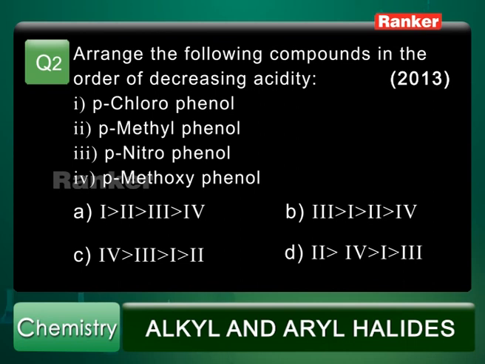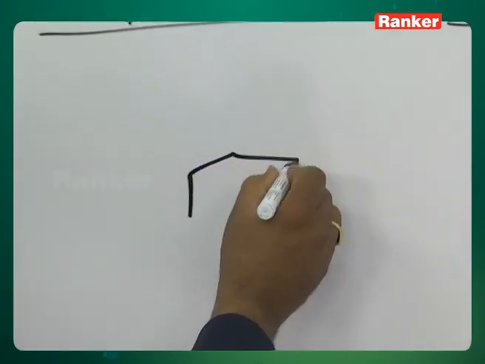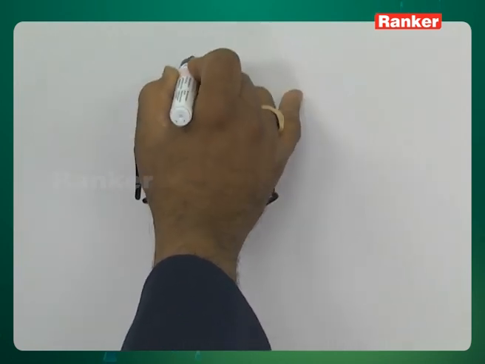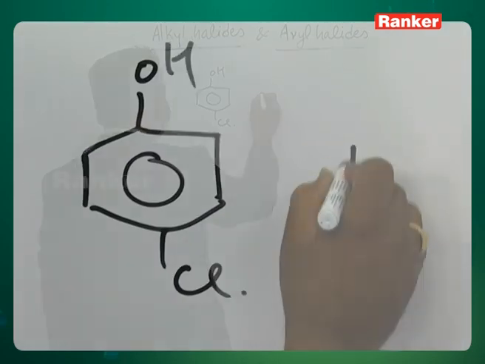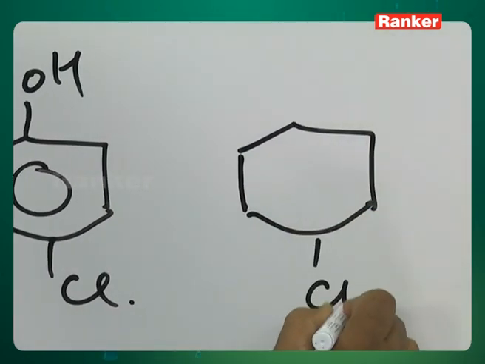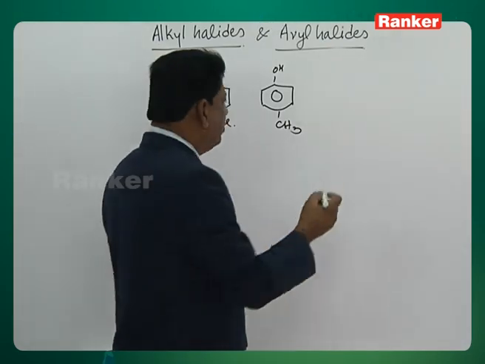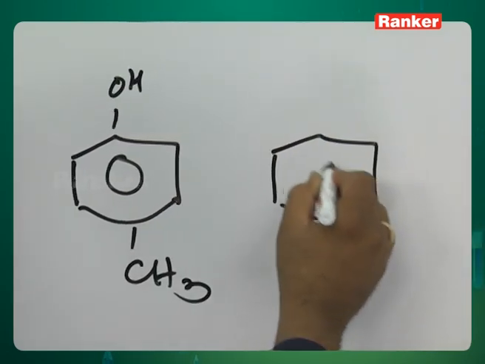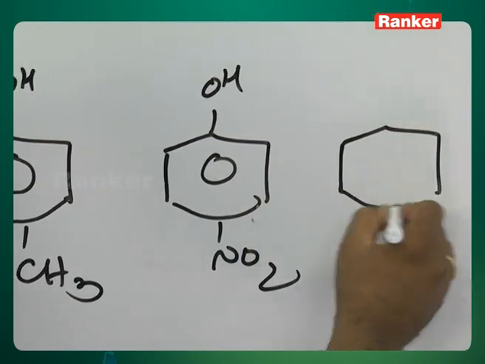The compounds are: 1, parachlorophenol; 2, paramethylphenol; 3, paranitrophenol; and 4, paramethoxyphenol. These are the 4 compounds as given.